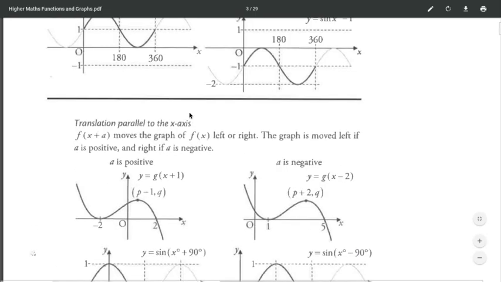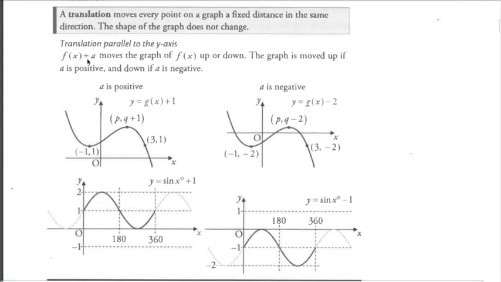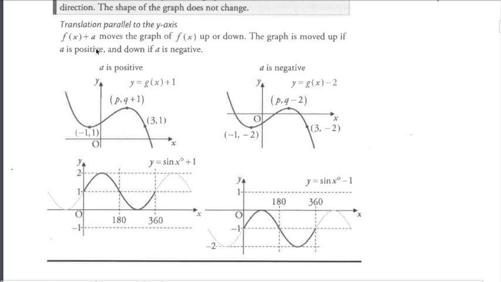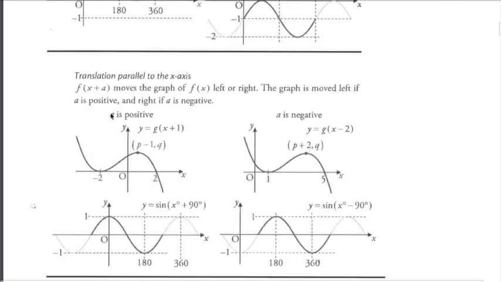So to summarize, guys, f(x) + a moves the graph up or down. Notice the + a is outside of the bracket there. f(x + a), with the a inside the bracket, moves the graph left or right. Left if a is positive, right if a is negative.